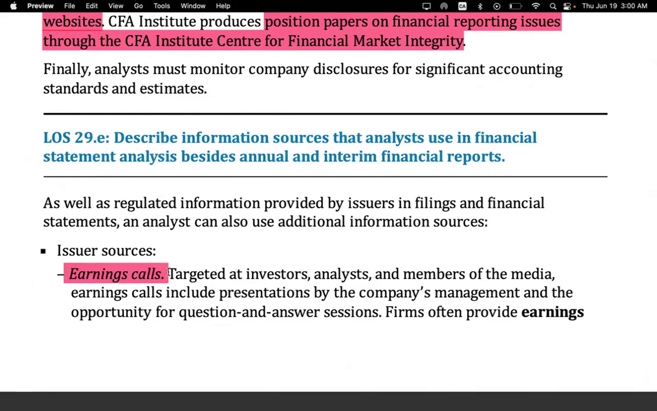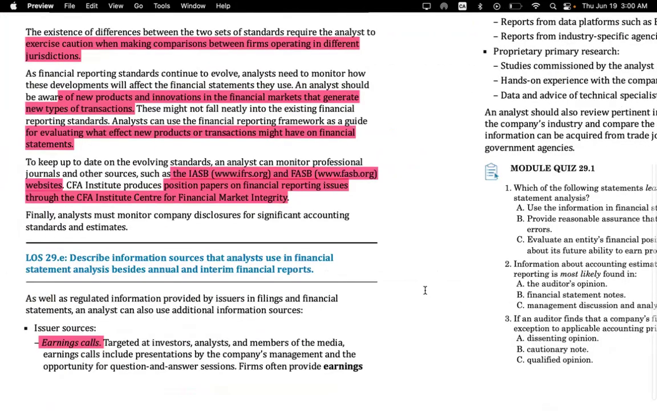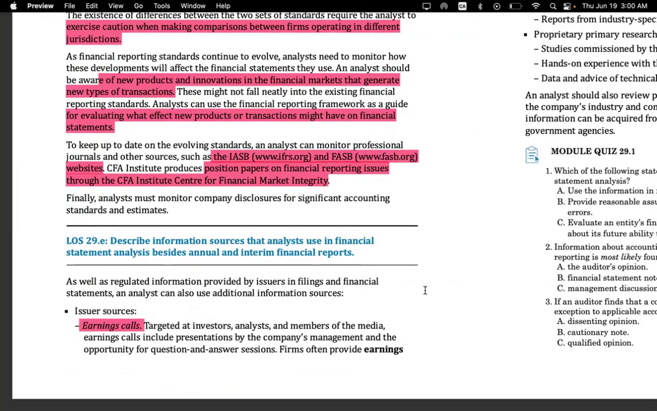Earning calls are kind of like, you basically issue your financial statements, then you have this kind of press conference. And a bunch of people come here, they discuss the financial statements, what was in them, the reports, the results, everything's just discussed here.